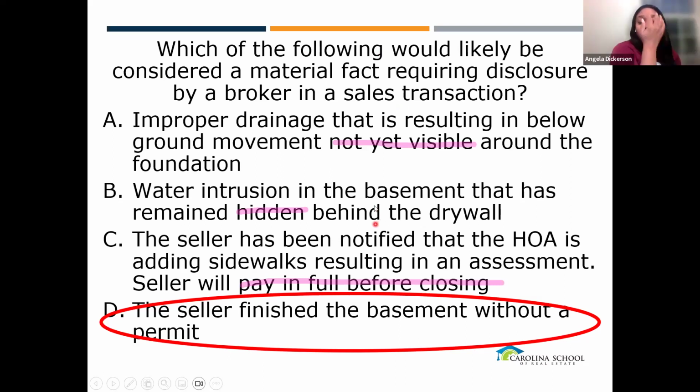So the material fact is something that we know for sure that we can see, and something that has definitely been told to us. Because I chose B, so it's kind of tricky for me. That's right. And the only reason you know about this water intrusion is because you're reading the answer choice. But if you were standing in this basement, you wouldn't know that there's water intrusion because it was hidden behind the drywall.